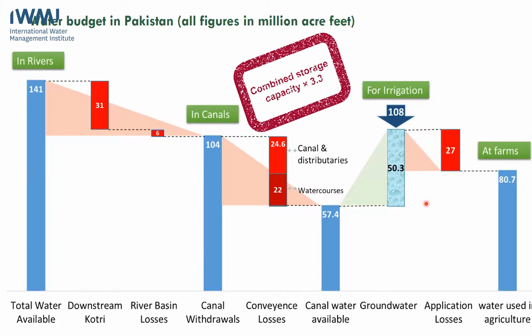To put it into context, at the canal, distributary, and watercourse level, we lose water of the magnitude of 3.3 times our combined storage capacity. And at the farm level, we lose around twice our combined storage capacity. That is a dilemma.